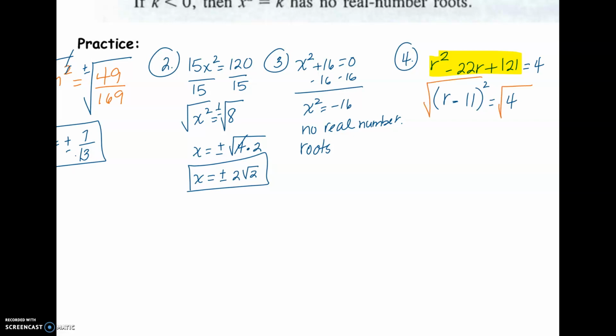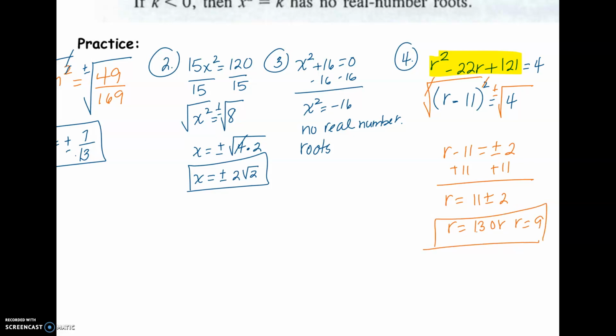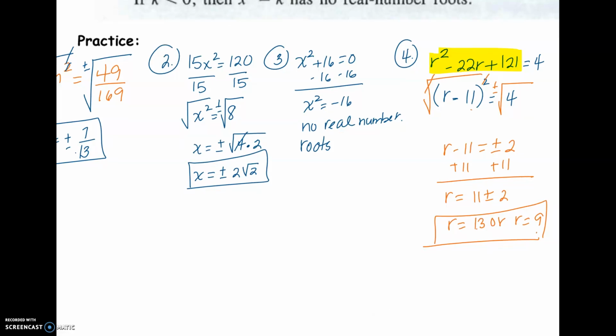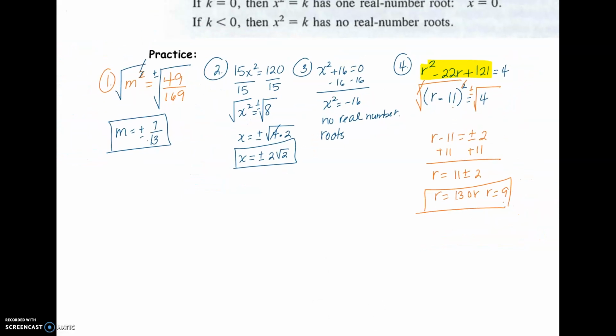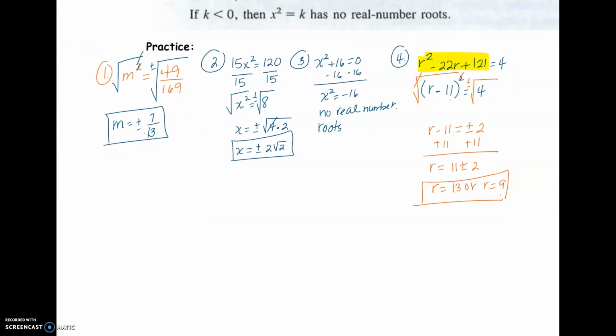To get r minus 11 by itself, we will take the square root of both sides. That'll take away the squared, and we get r minus 11 equals plus or minus 2. I'm going to add 11. And when I add 11, I get r equals 11 plus or minus 2. So 11 plus 2 is 13, and 11 minus 2 is 9. And you can always plug those in to check. 13 minus 11 is 2, 2 squared is 4. 9 minus 11 is negative 2, and a negative times a negative is a positive 4. So that works also. All right, try these.